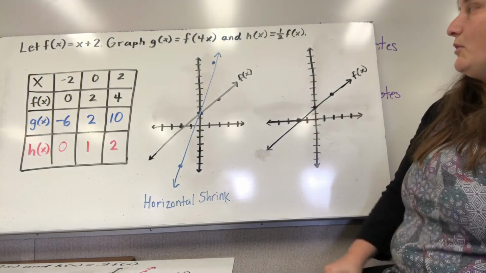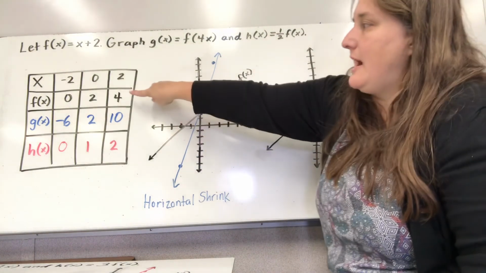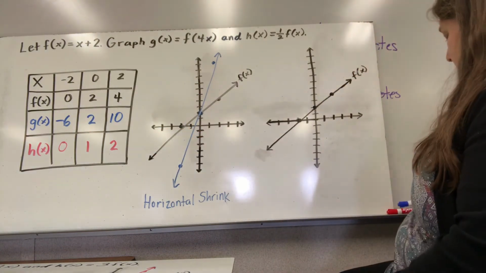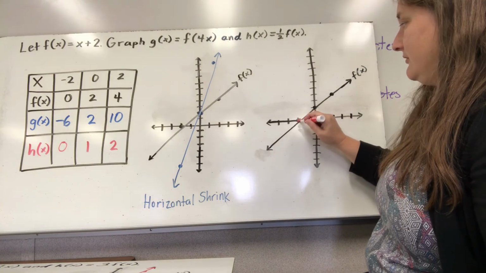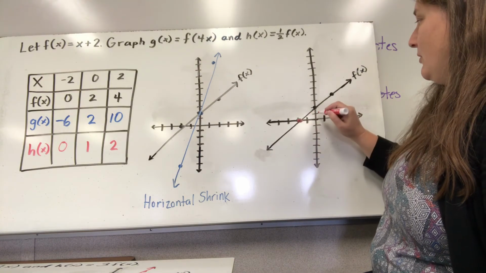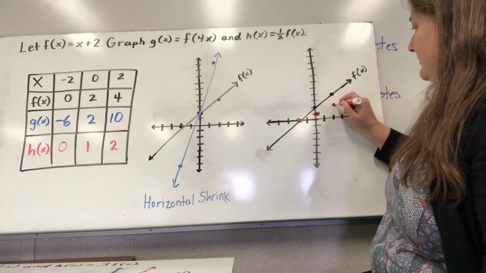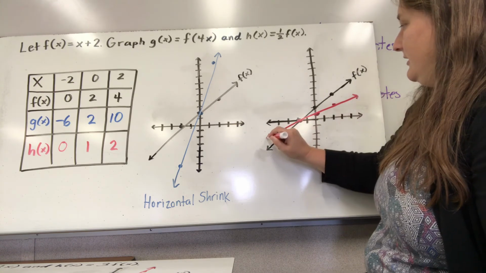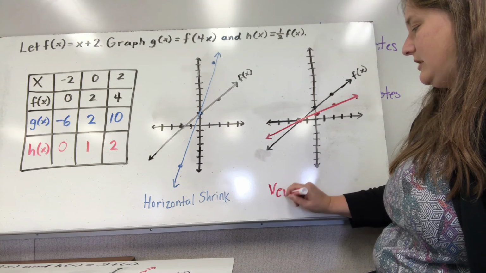All right, let's look at one more. We have h of x equals half f of x. So I want to take all my outputs from the original parent function and cut them in half. Now I have negative 2, 0. So my x-intercept is the same. 0, 1, and 2, 2. So this one, it's actually going towards our x-axis. This is a vertical shrink.